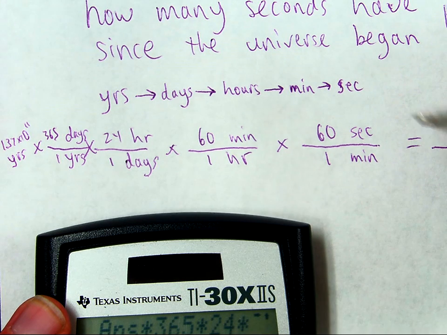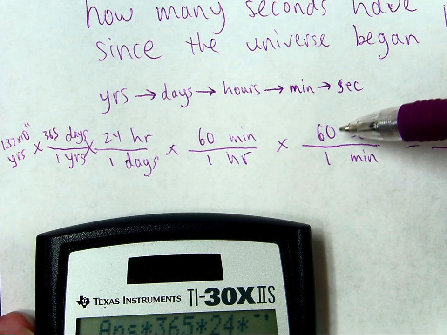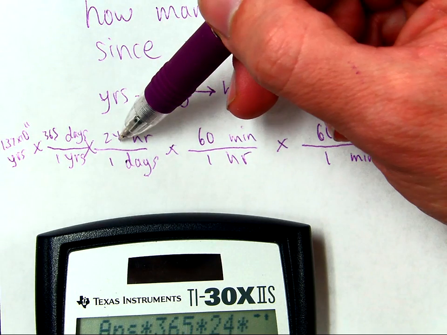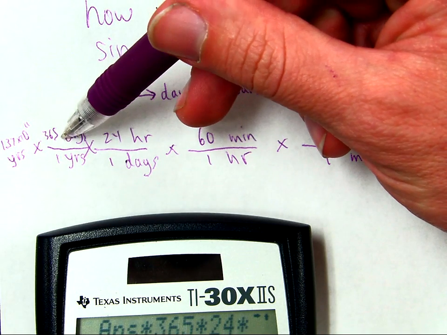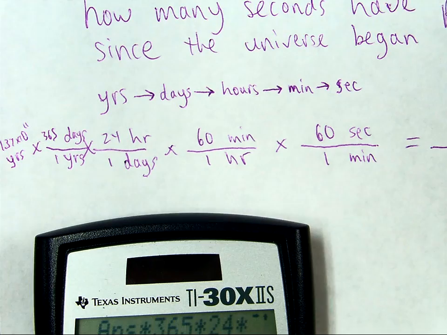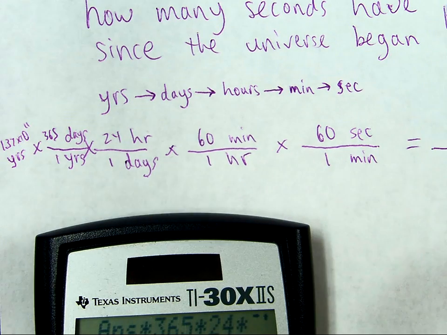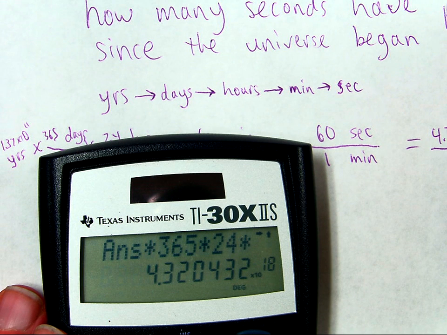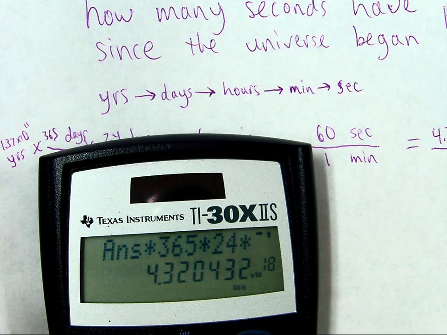And that's my answer. Now, before I write anything down, I need to round for significant figures. Definition, infinite sig figs. So really it's just this. 3 significant figures means my final answer will have 3 significant figures. So it's that 4.32 is what it's going to look like. 4.32 times 10 to the 18th seconds have passed since the beginning of the universe and the Big Bang, 13.7 billion years ago. There you have it.